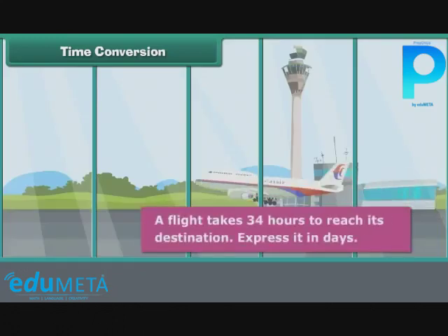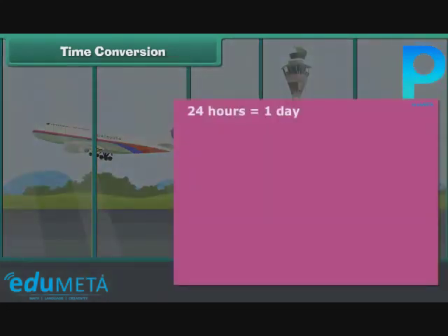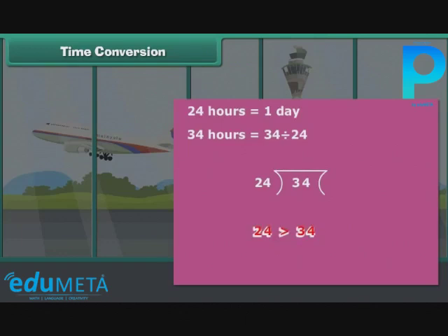A flight takes 34 hours to reach its destination. Let's express it in days. 24 hours is equal to 1 day. 34 hours is equal to 34 divided by 24 days. To divide 34 by 24, write the two numbers as shown. 34 is big enough to hold 24 just once. Therefore, write 1 on the right and 24 beneath 34.